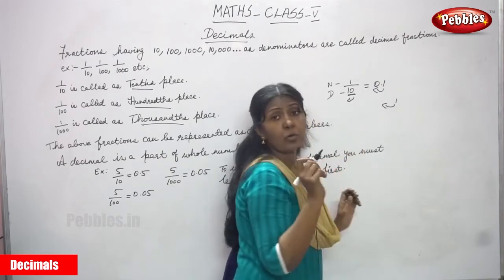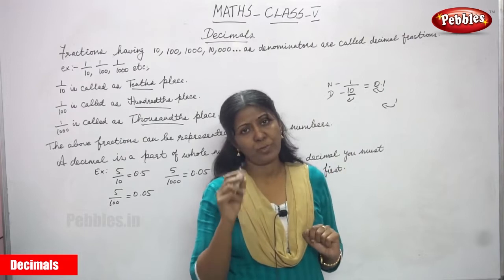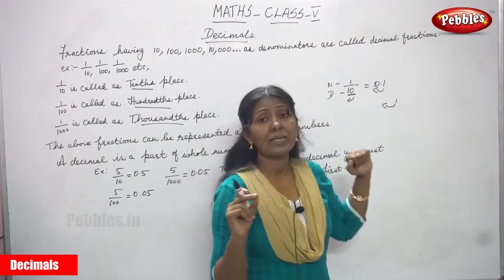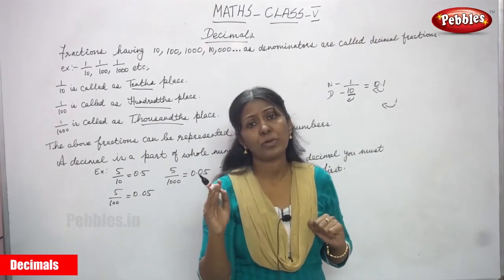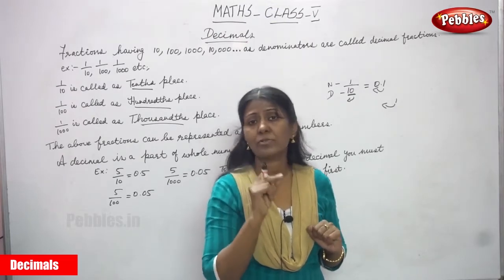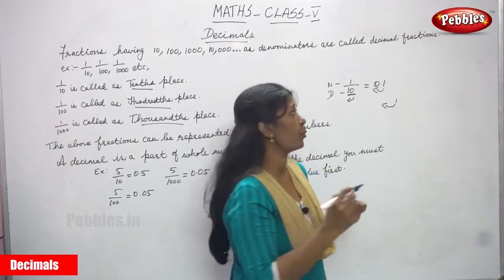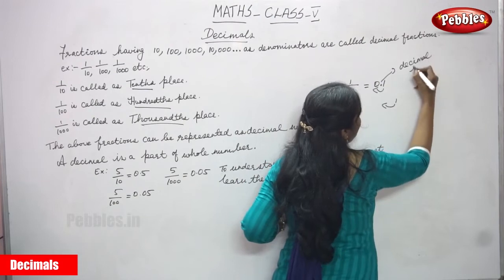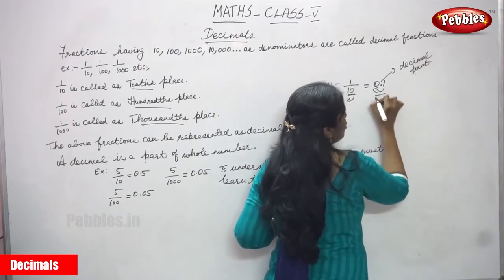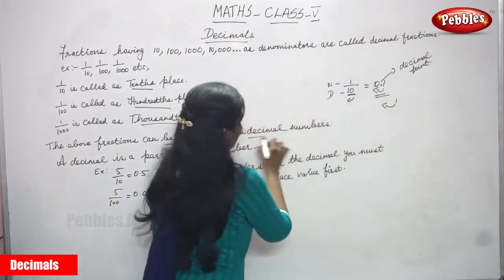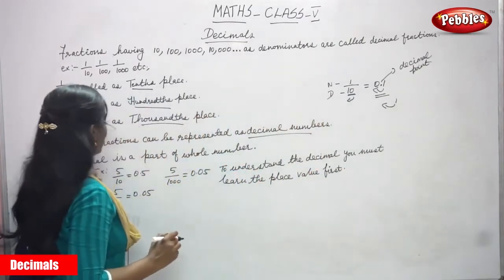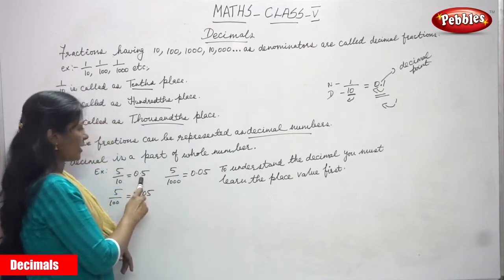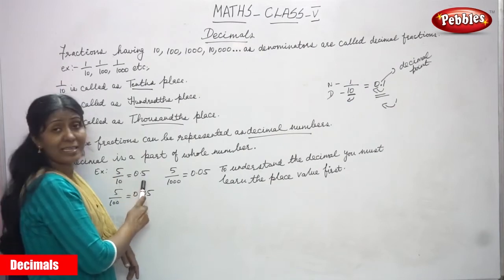Whenever you are going to write a decimal number, first you have to write 0, then put a point, then write the numbers according to the numerator value. So 0.1: 0 first, that is a rule, and after that put a point. That point is called a decimal point. This is called a decimal number. Then, a decimal is a part of a whole number. So 5 by 10, we can write 0.5.